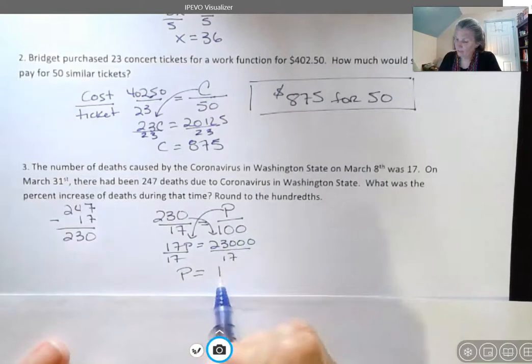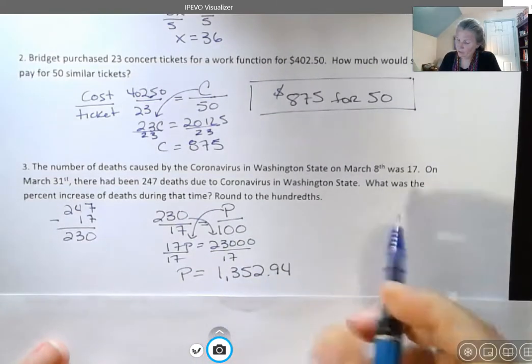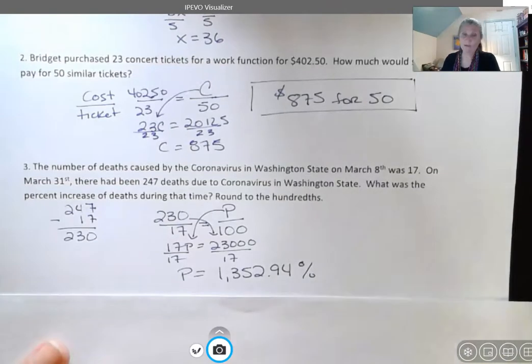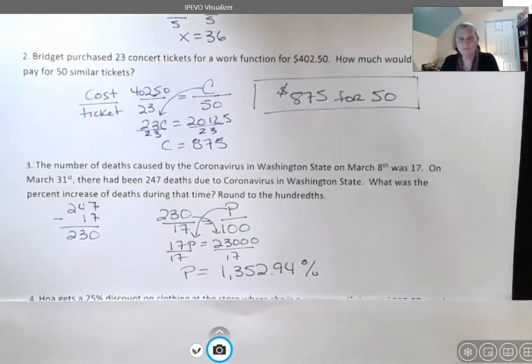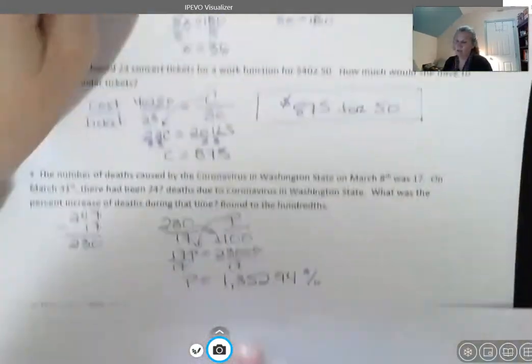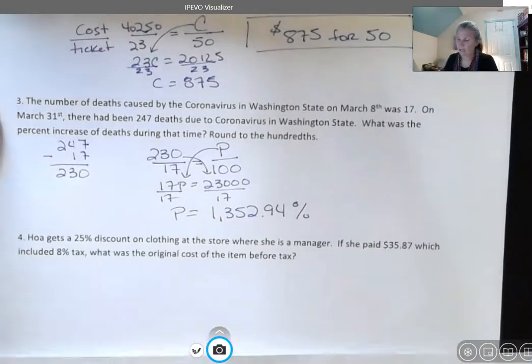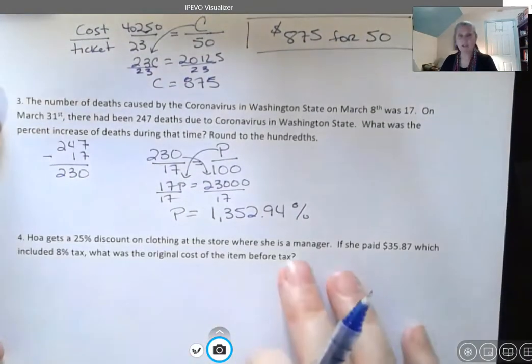That is a big increase. That's over 1,000%. That's what makes coronavirus so scary, is things happen so quickly with it, and the increase is alarming. Okay, the last one is a bit of a doozy, but I think we can do it.